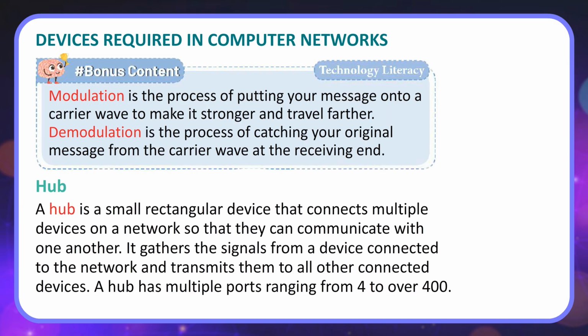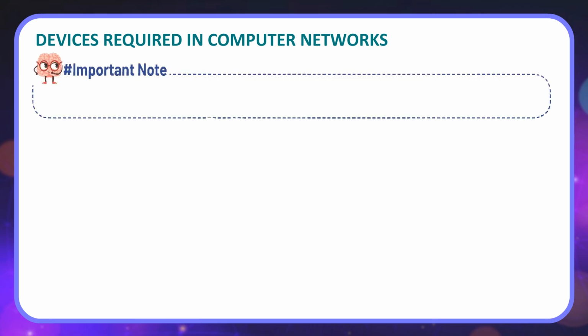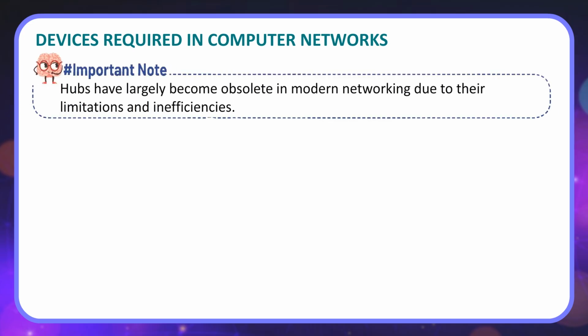Hub. A hub is a small rectangular device that connects multiple devices on a network so that they can communicate with one another. It gathers the signals from a device connected to the network and transmits them to all other connected devices. A hub has multiple ports ranging from 4 to over 400. Hub. Important note. Hubs have largely become obsolete in modern networking due to their limitations and inefficiencies.